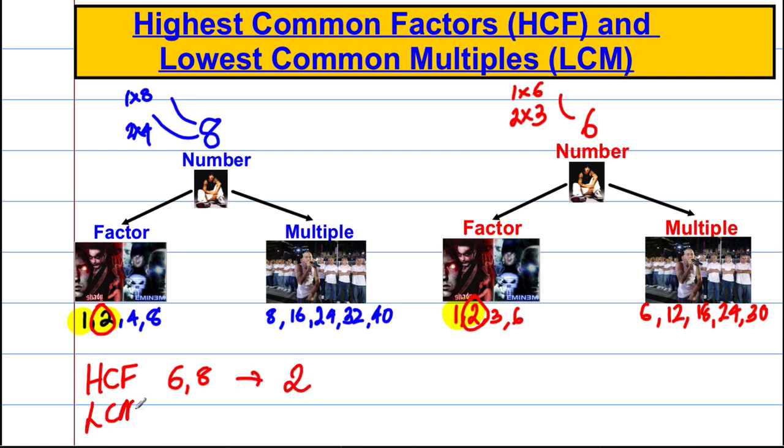Now the lowest common multiple is the smallest number that is in both of the multiple lists. Now if we look through, what number do they have in common? Well, they both have a 24 in common. They may later have other numbers in common further down the multiple list, but the lowest common multiple of 6 and 8 is going to be equal to 24. And that's what we're trying to do in this exercise, okay? So we're going to do this by listing out the factors, listing out the multiples, finding the highest factor they have in common, finding the lowest multiple they have in common, and that's how we're going to get our answers.